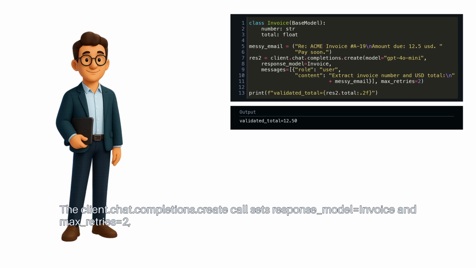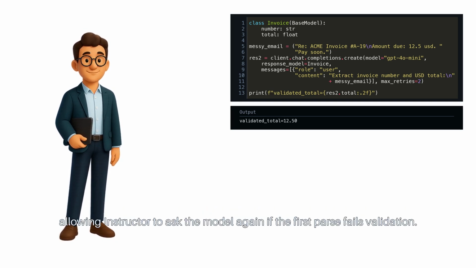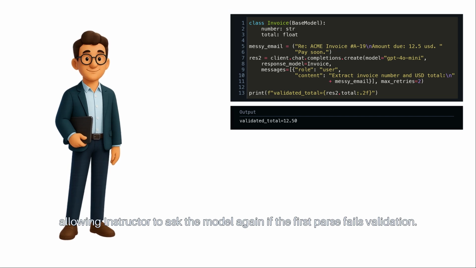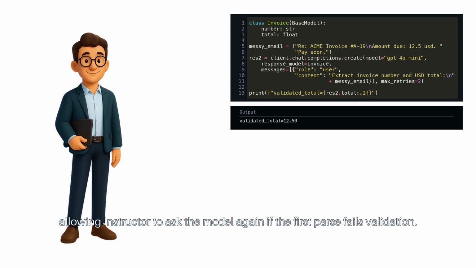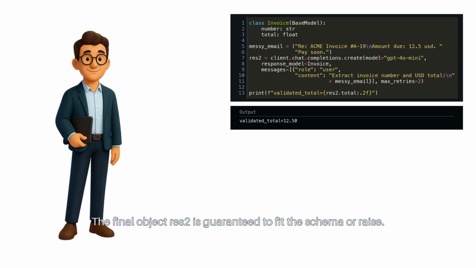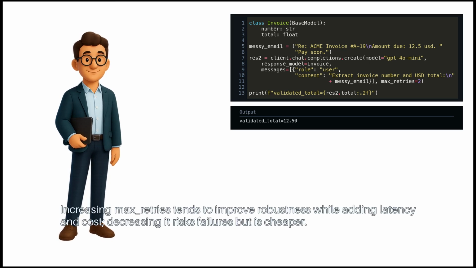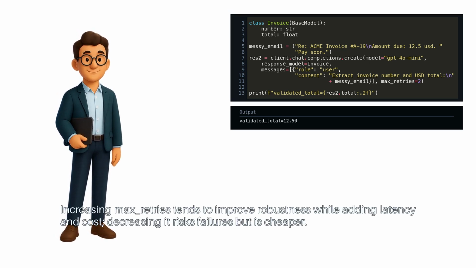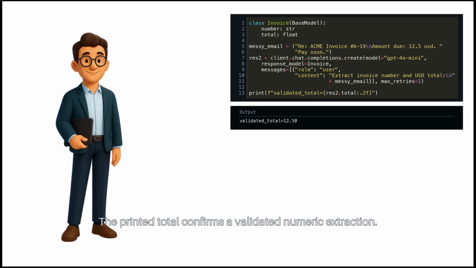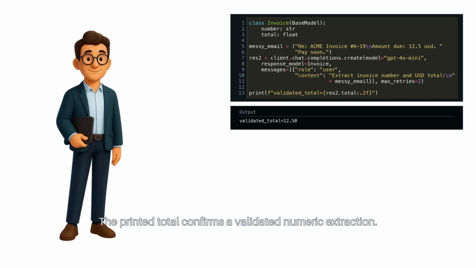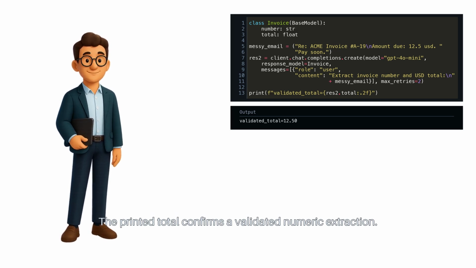The client.chat.completions.create call sets response_model equals Invoice and max_retries 2, allowing Instructor to ask the model again if the first parse fails validation. The final object res2 is guaranteed to fit the schema or raise. Increasing max retries tends to improve robustness while adding latency and cost. Decreasing it risks failures, but is cheaper. The printed total confirms a validated numeric extraction.